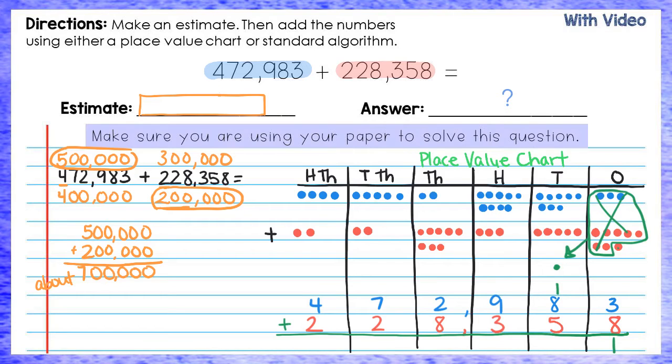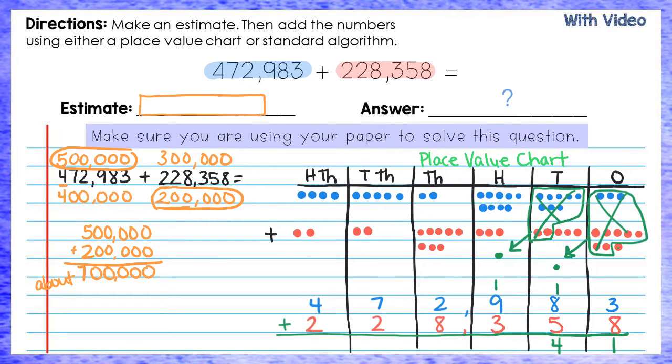Then, I need to add up my tens. I have 8 plus 5, 8, 9, 10, 11, 12, 13, 14. I can't have 14 in the tens place, so I need to count 10 and regroup those 10. 10 tens is the same as 100. So now, instead of having 14, don't forget this one, we have 4 in the tens place and 1 more in the hundreds place.